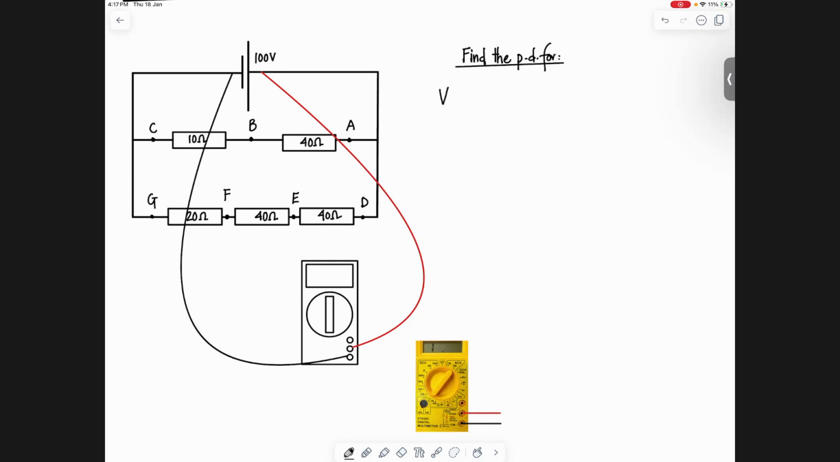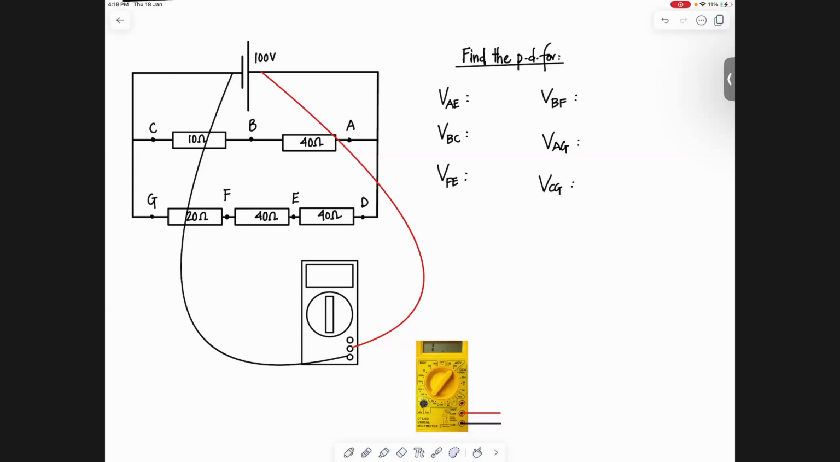Okay, so find VAE, find VBC, find VFE, and find VBF, find VAG, and one more, find VCG.